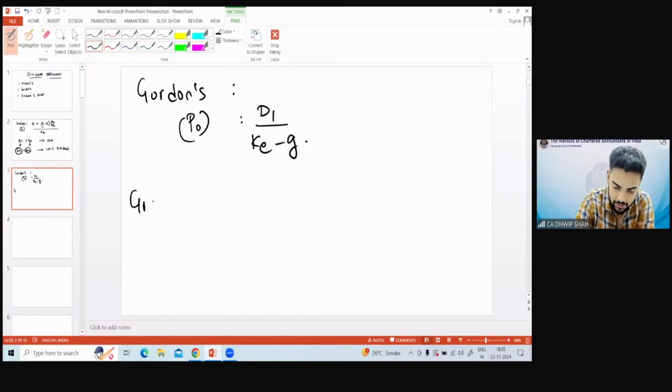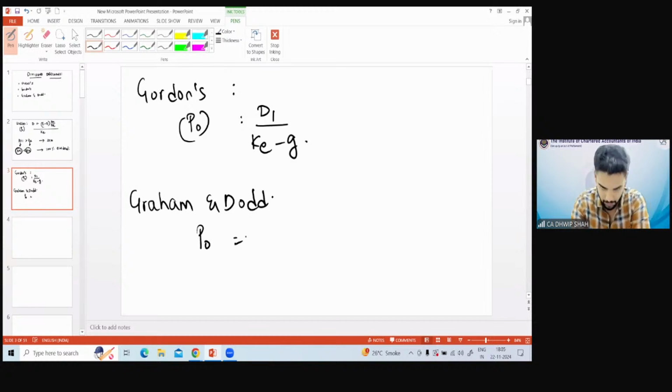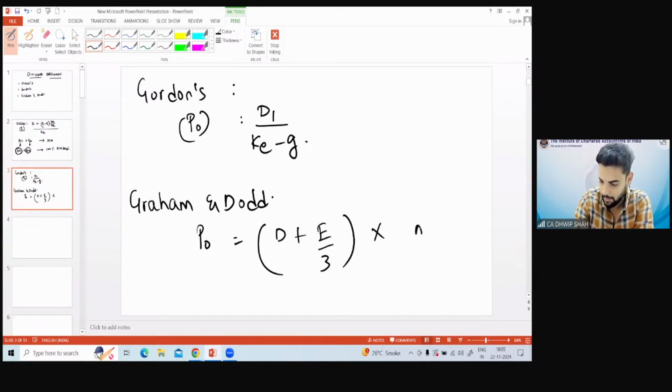Then Graham and Dodd. As per Graham and Dodd, the price of the share today, or the intrinsic value of the share today, is nothing but D plus E by 3 multiplied by the multiplier. Formula was something like this. And again, we derived the formula of Graham and Dodd as well. We have understood the entire derivation as well. Yes, Aisha, correct. Understood. So these were the topics that we covered in a very detailed mode in our previous session.